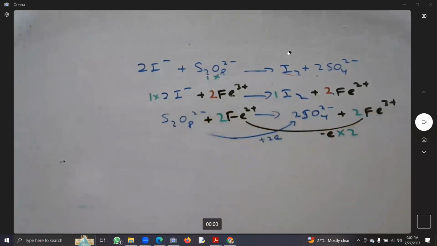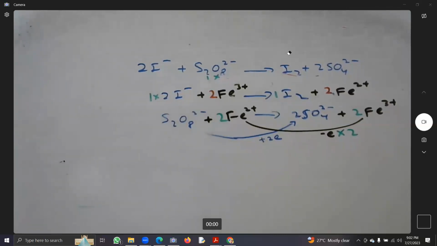Oxidation is identified when the oxidation state increases. Remember the oil ring: when the oxidation number drops, then of course it's reduction, and when the oxidation number increases, it's oxidation.